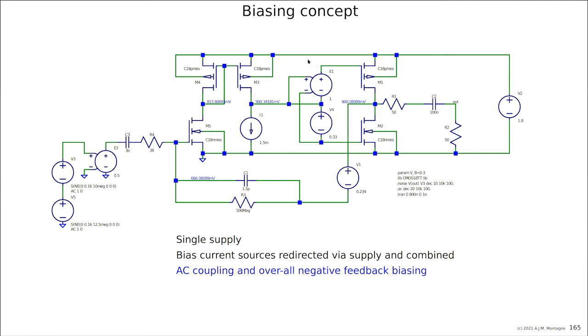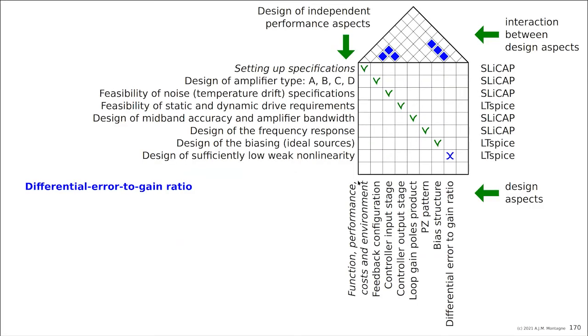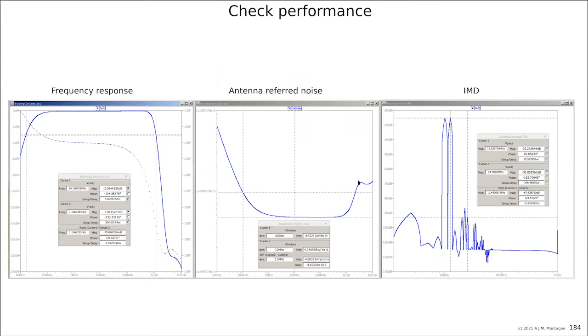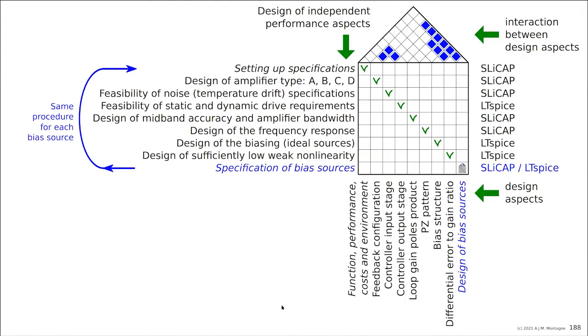So at this level, we can think a lot about the specifications and derive specifications for all the bias sources. And that's what we are going to do. So we are going to specify the bias sources.